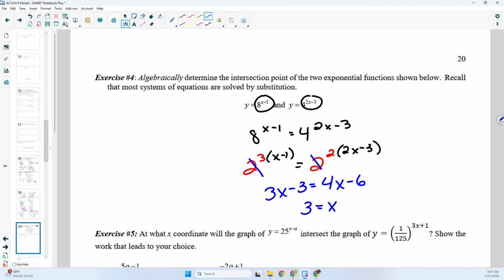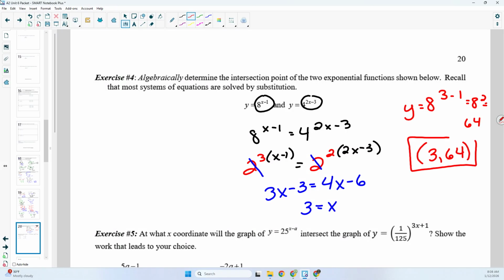We want to be careful that we don't stop there because we are solving a system, so we have to plug that x value in to get the y value. I'll just choose the first equation. So 8 to the 3 minus 1, 8 squared is 64. So my answer is (3, 64). If I graphed those, I would see that intersection point.